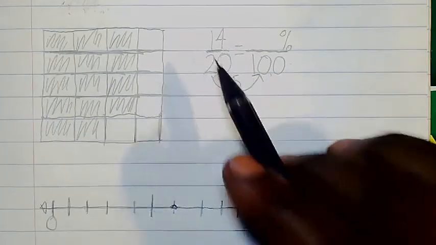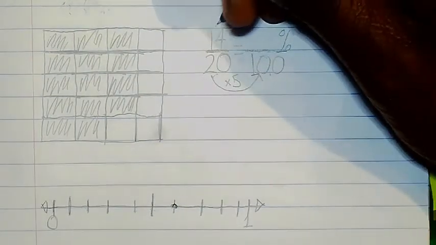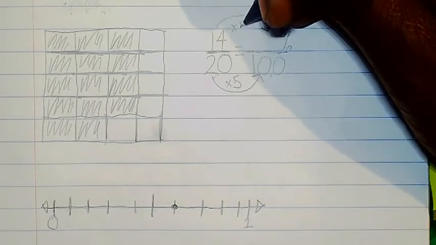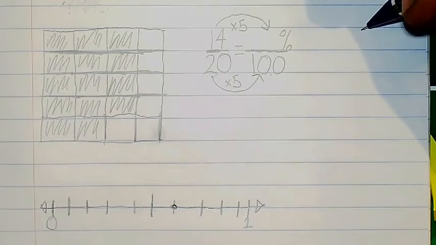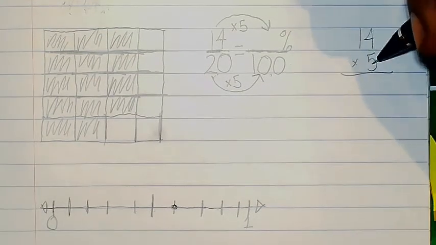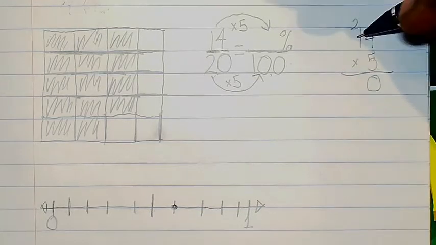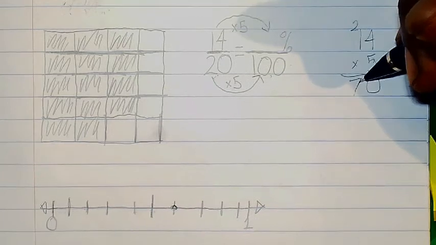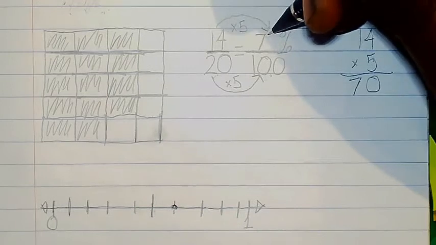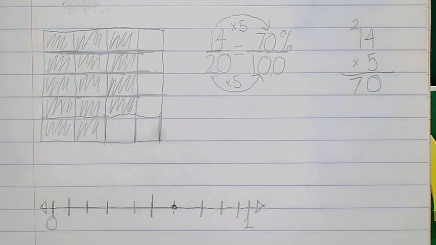Similarly, whatever we do to the denominator, we do to the numerator. Of course, we multiply times 5. And I'm going to write that out here. 14 times 5. 4 times 5 is 20. Drop your 0. Raise your 2. 5 times 1 plus 2 is 7. So that means our percent missing here is 70. So the model represented here equals 70%.